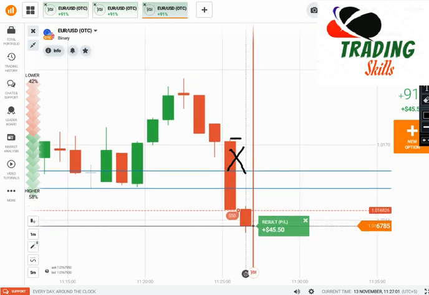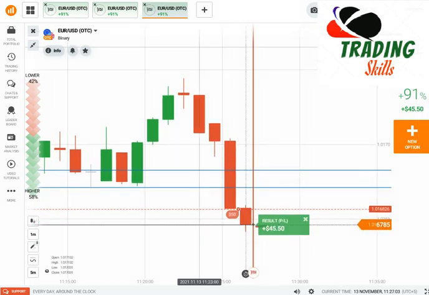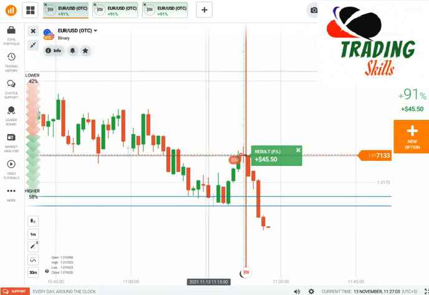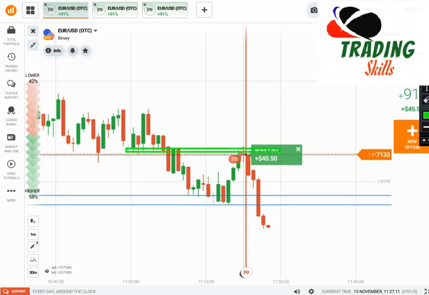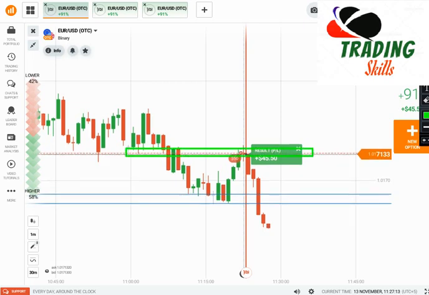Right now you can see I took 3 trades in this zone. The first trade was here, because you can see this is the level and the market closed exactly here. Let me change the color.